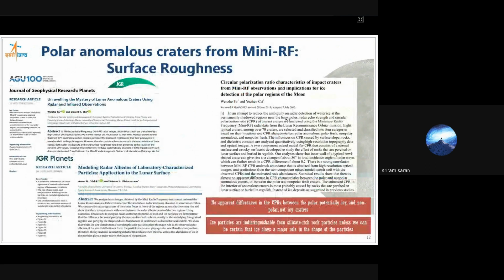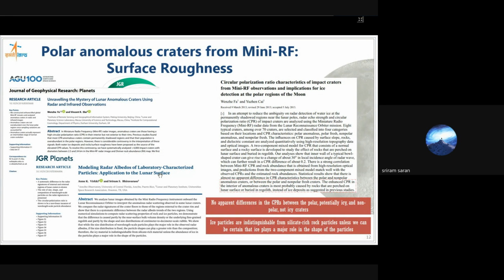But several studies later, using this same Mini-RF radar data, I have shown some examples here. There are actually so many studies, but I picked 3 of them. I was also part of a study in which we modeled radar albedos of lab characterized particles and then applied them to the lunar surface. So all these results pointed out that there is no difference in the CPR values between the potentially icy surfaces and non-icy, non-polar craters.